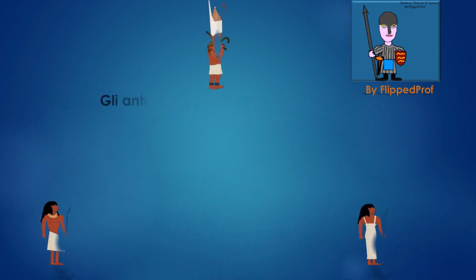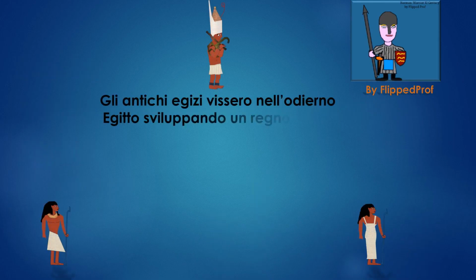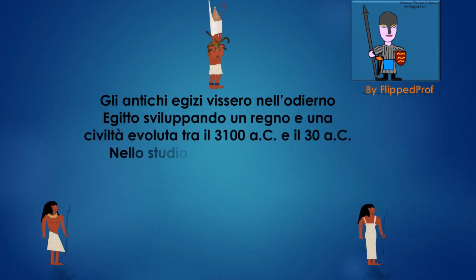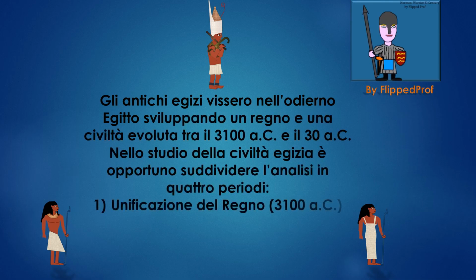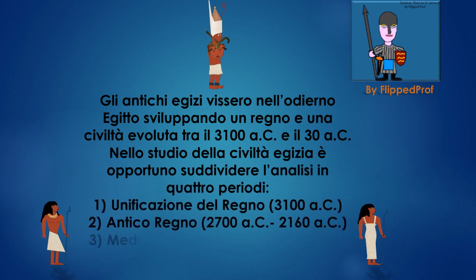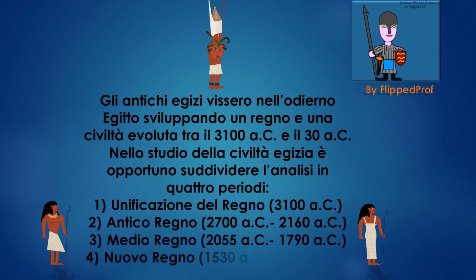And here they are, the ancient Egyptians, in present-day Egypt, developing an evolved kingdom and civilization between 3000 BC and 30 BC. In the study of Egyptian civilization, it is appropriate to divide the analysis into 4 parts. 1. Unification of the kingdom, 3100 BC. 2. Old Kingdom of Egypt, 2700 BC to 2160 BC. 3. Middle Kingdom of Egypt, 2055 BC to 1790 BC. 4. New Kingdom of Egypt, 1530 BC to 1080 BC.